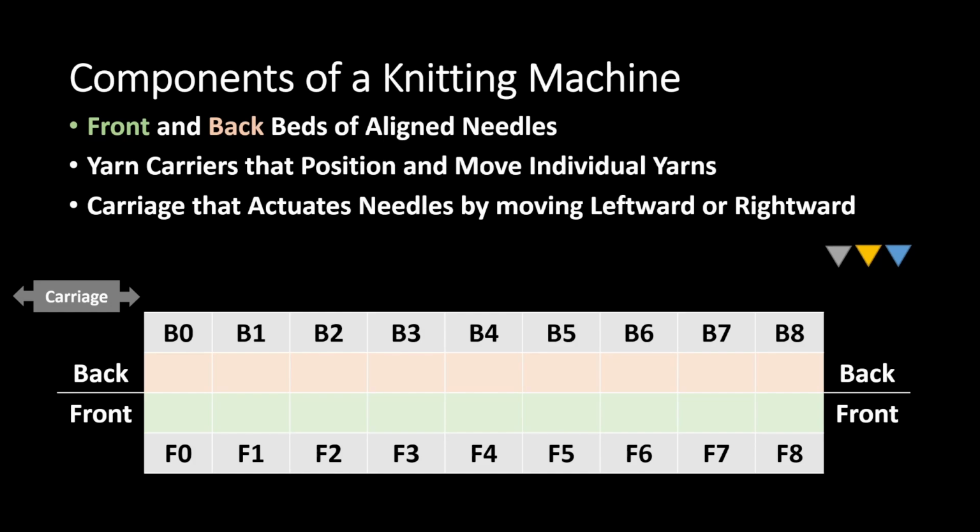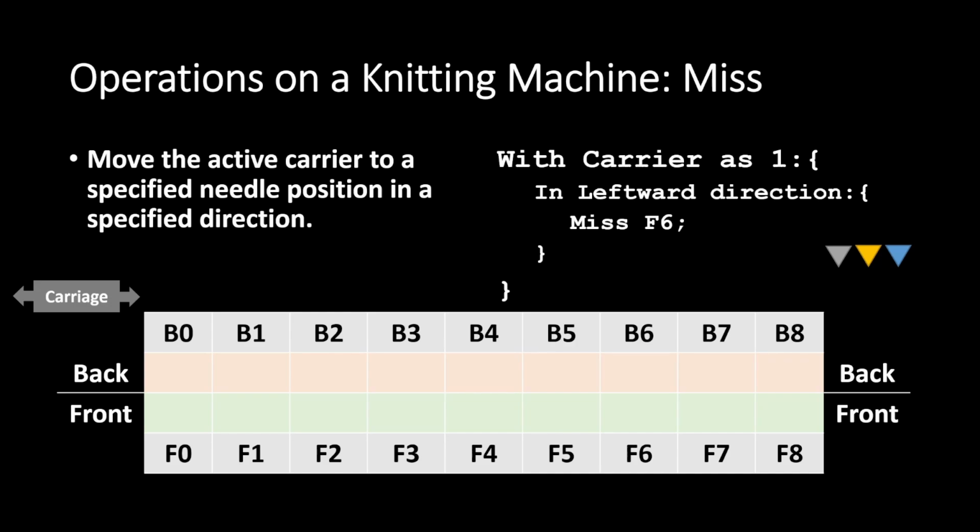Now, because this is a physical object, if it's on the right side, it's going to have to move leftward, and if it's on the left side, it's going to have to move rightward. So keeping track of where your carriage is one of the main challenges of machine knitting, and KnitScript's going to help you do that. Now let's start with the most basic operation on the machine, miss.